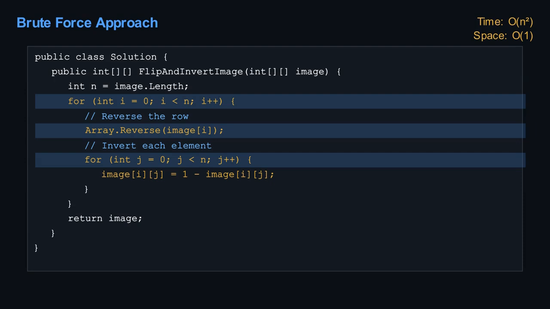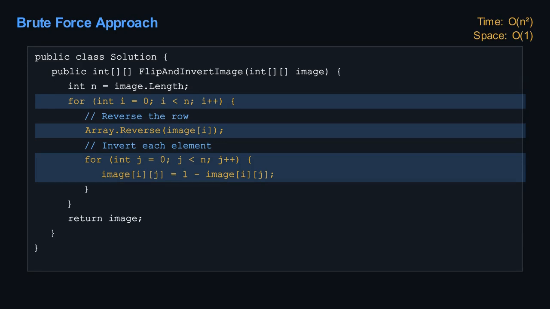This means that if our image size doubles, the time it takes to process it roughly quadruples. For space complexity, since we are modifying the image directly in place and not creating any new large data structures to store intermediate results, our space complexity is O of 1, meaning it uses a constant amount of extra memory regardless of the input size.